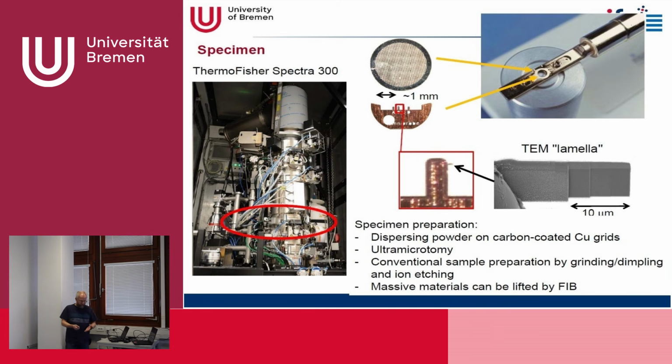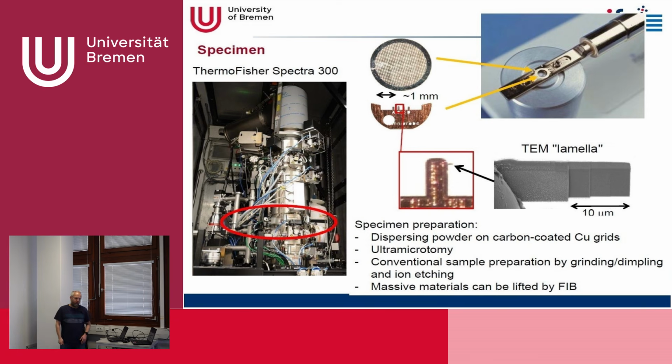For example, if you come with a powder of nanoparticles, which have a thickness in the range of about 10 to 50 nanometer maybe, then it's enough to disperse the powder on carbon-coated copper grids. This, for example, shows such a typical grid. So we have this copper grid, and in between we have a very thin carbon film on which we then deposit the particles. For biological samples, okay, this is not really our expertise, but typically biological samples are covered in a resin and then cut by ultramicrotomy.